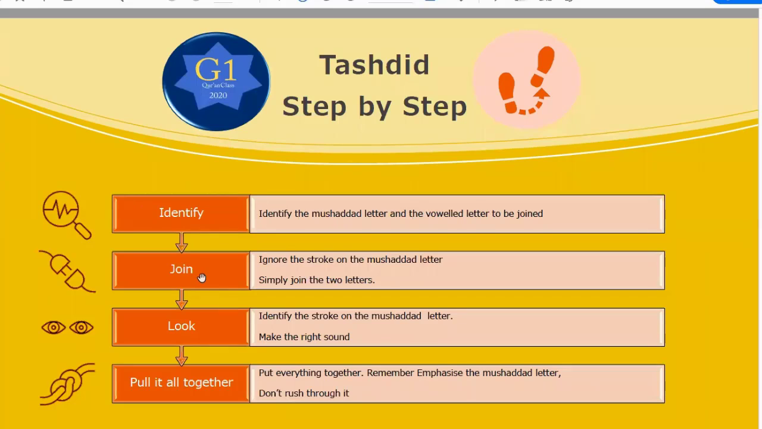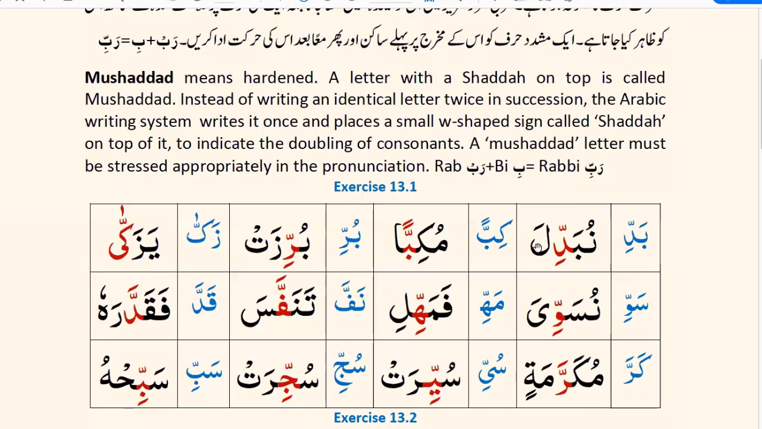Okay, then you have to join those two letters together. You ignore the stroke on the mushaddad letter and you simply join the two letters. So for example, in the case that we were looking at here, you would join the ba with the dal, you would join them together. So you would say bad, bad.